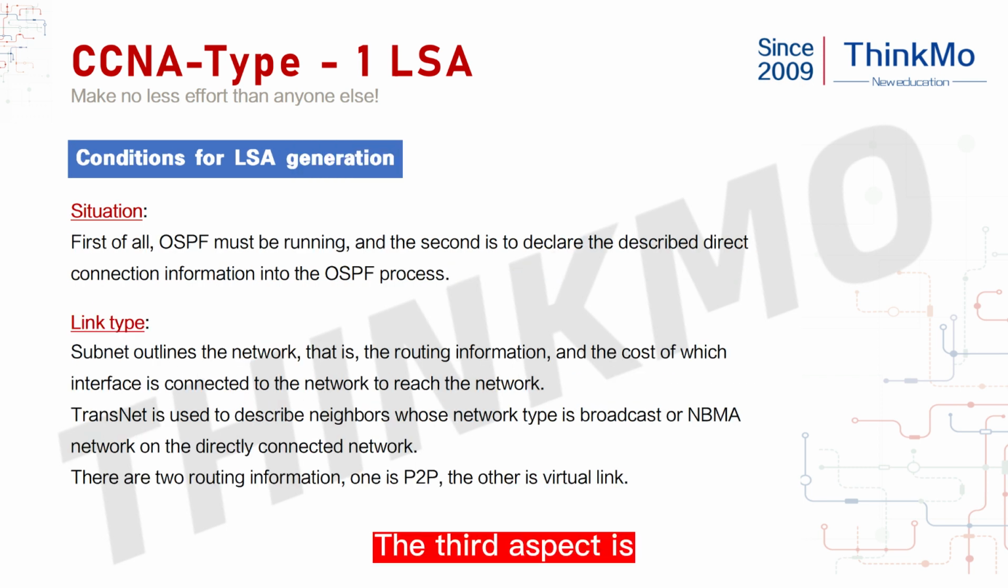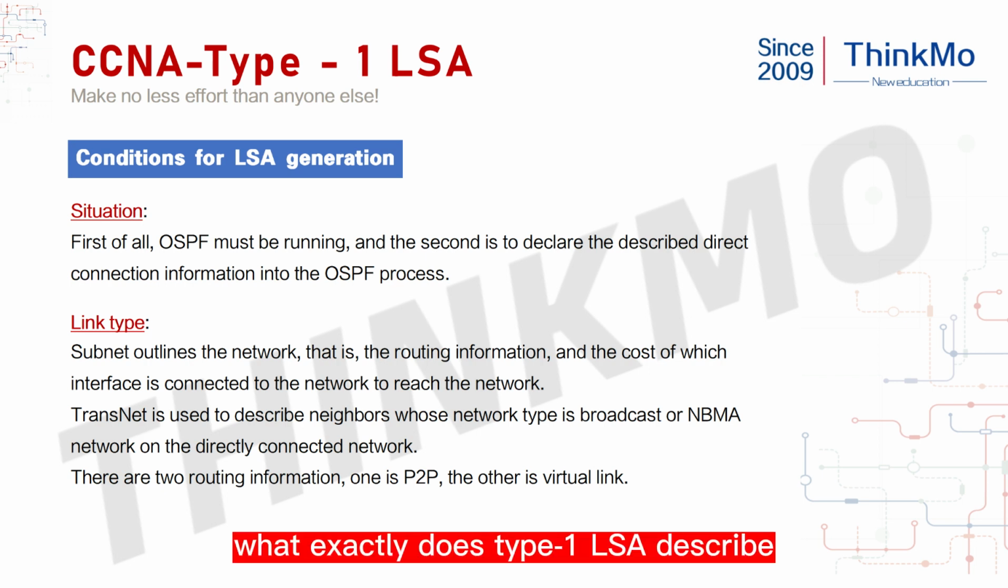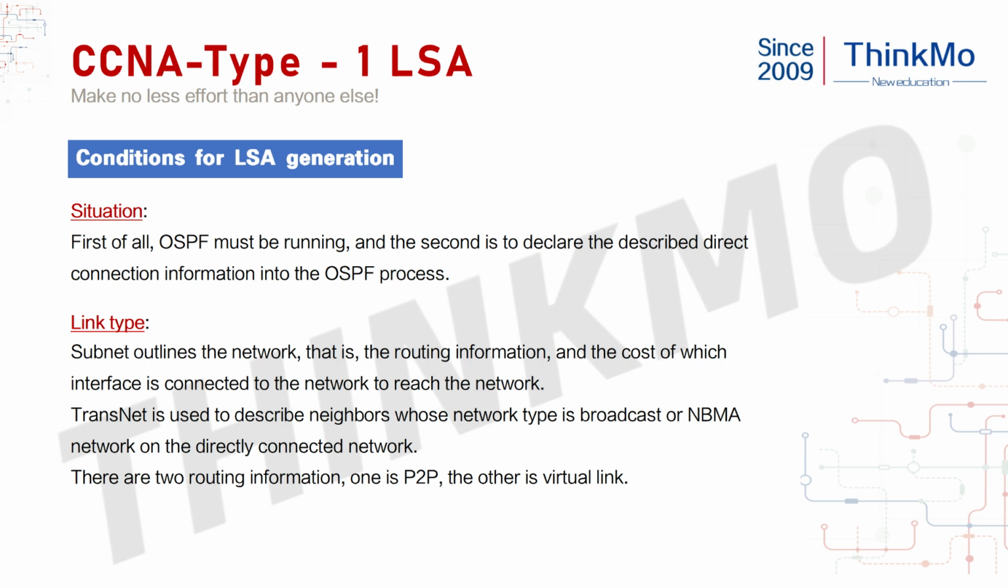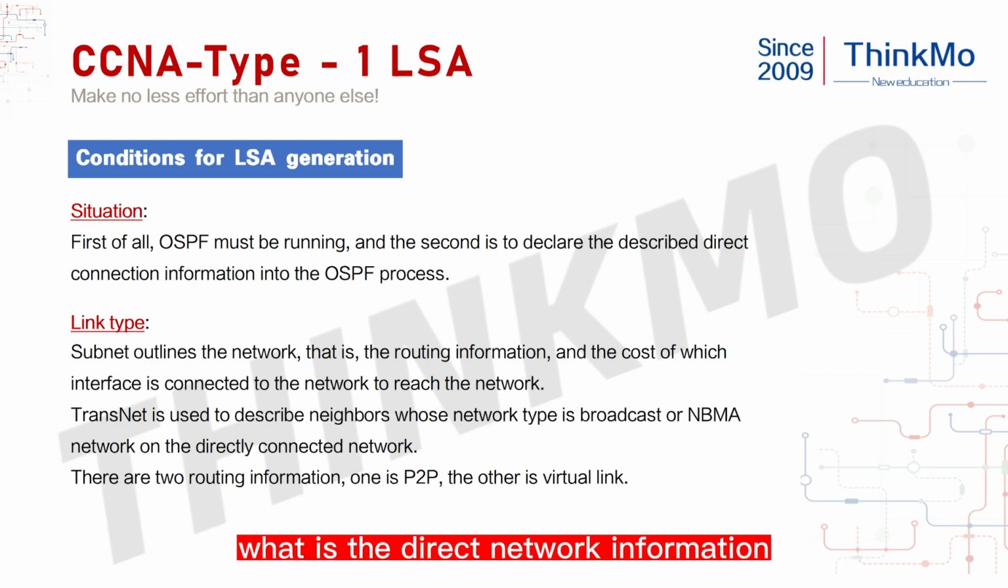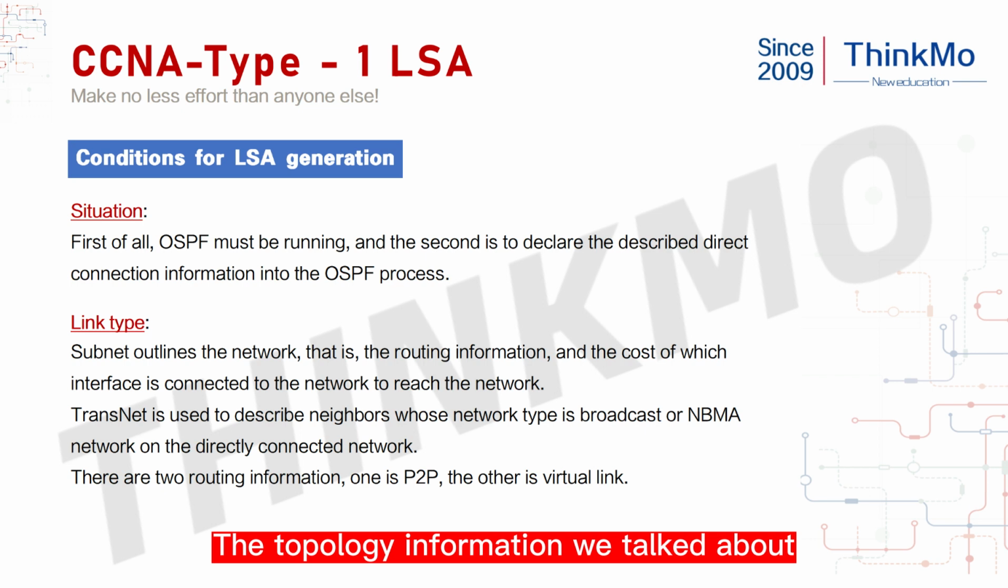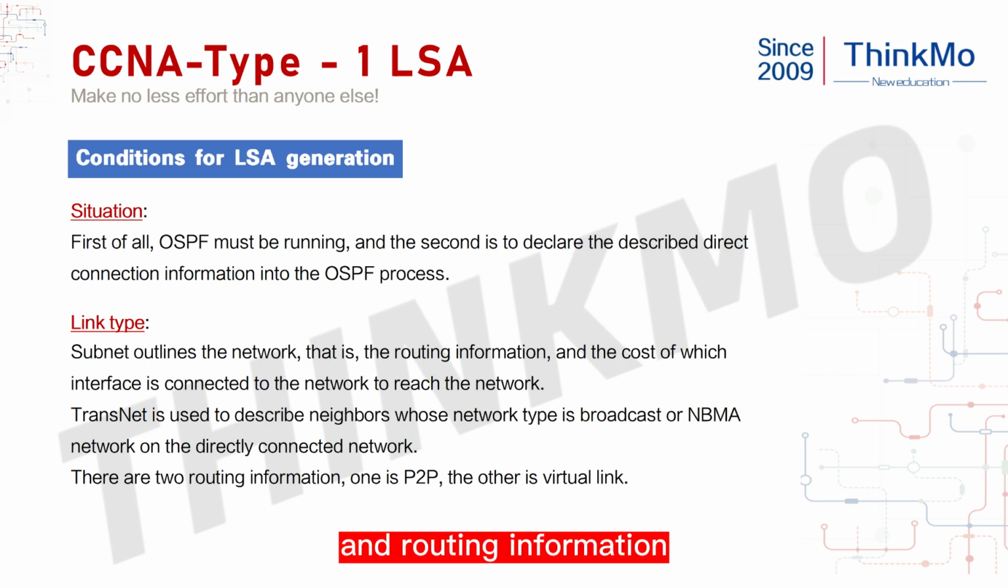The third aspect is: under what circumstances can a type-1 LSA be generated? First, we need to know what exactly a type-1 LSA describes. It mainly describes the direct network information. What is the direct network information? It's which networks I'm connected to. And of course it includes the topology information and routing information we talked about.